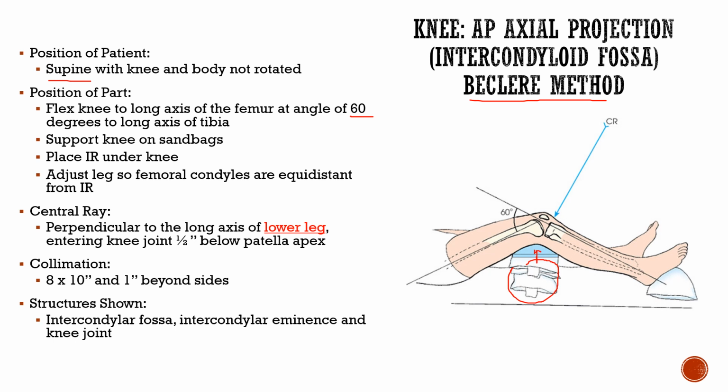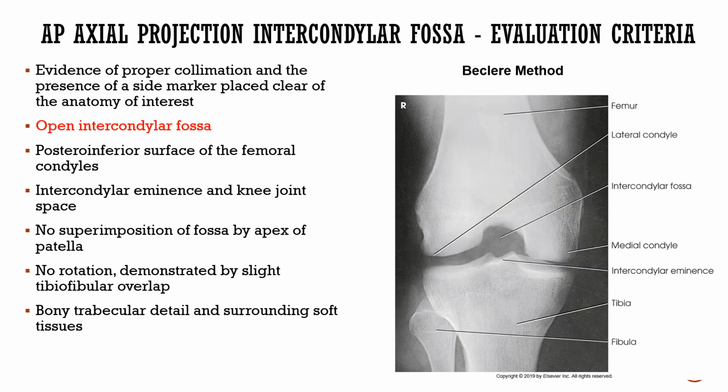The collimation is the same. It's an 8 by 10, 1 inch on the sides, and we're going to see the intercondyloid fossa, the intercondylar eminence, and the knee joint. In the Beclaire method, we're looking for evidence of proper collimation and the presence of a side marker. The key is the open intercondylar fossa. We want to see the posterior inferior surface of the femoral condyles, the intercondylar eminence, and the knee joint space. We want no superimposition of the fossa by the apex of the patella, and we want no overlap.